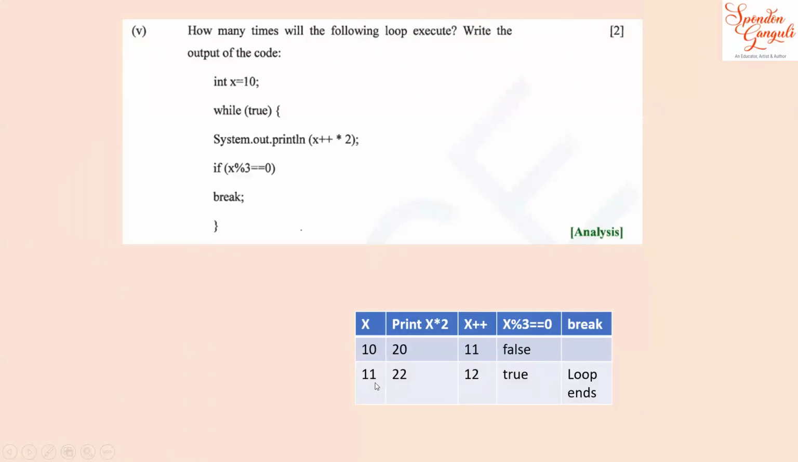Now x is 11, 11 into 2 becomes 22, then x++ becomes 12. 12 modulus 3 equals 0, which is true, so the loop ends. So the answer is the loop will run 2 times and the output is 20, 22 on 2 separate lines. You have to keep in mind whether the print statement is print or println, and accordingly give the output.